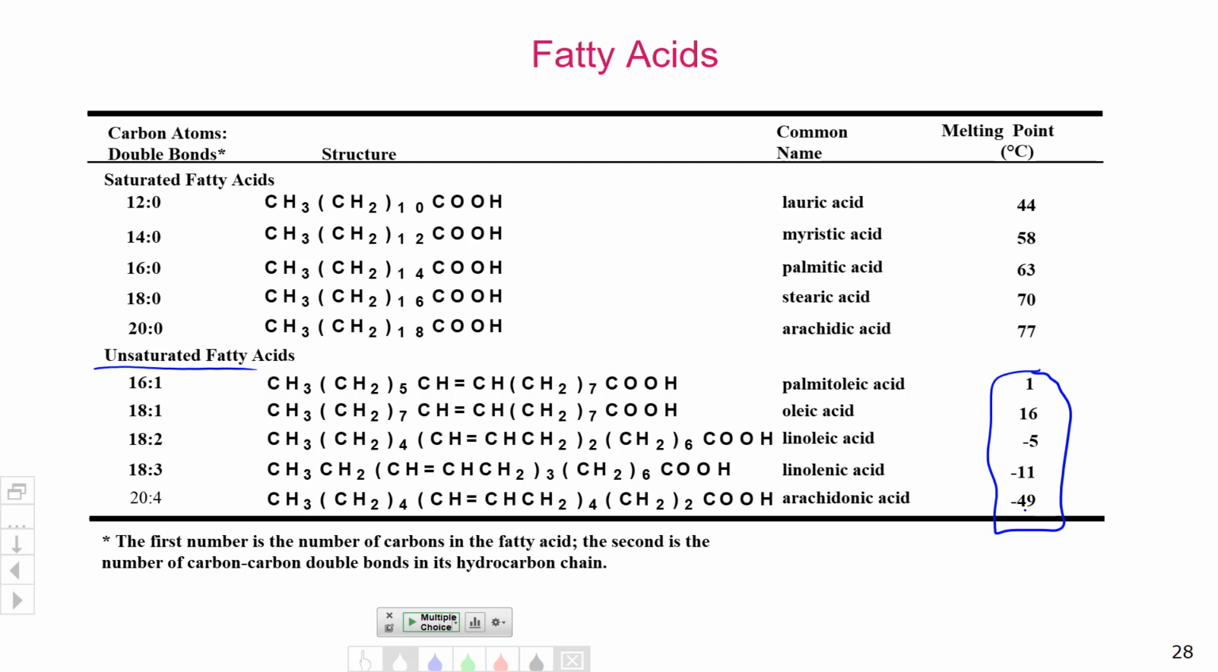Saturated fatty acids are solid at room temperature. If we look at their melting points, as you can see, all of them have a relatively low melting point, but they are solid at room temperature. These are the butters that we use, the animal fats that are solid at room temperature. With a little bit of heat, they melt, and this is how we use them in cooking.